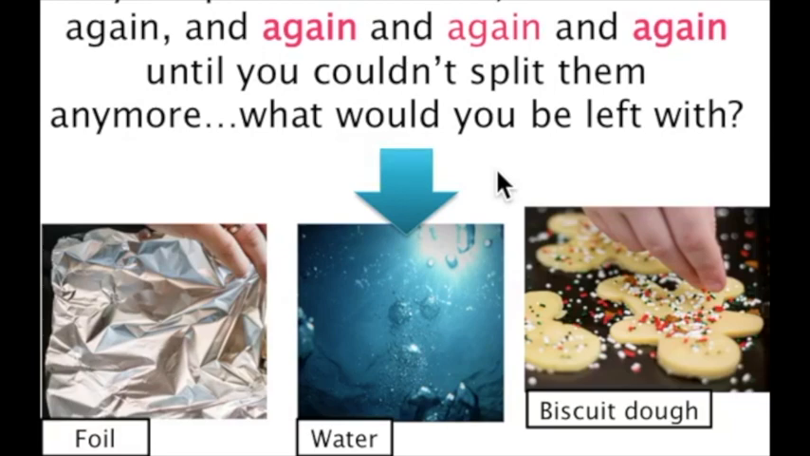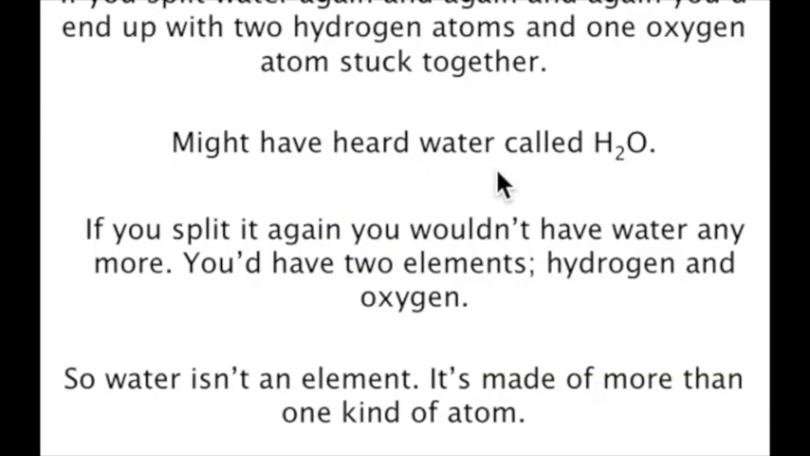So you wouldn't end up with an atom. You would end up with 3 atoms, in fact. You'd have 2 hydrogen atoms and 1 oxygen atom stuck together. So if you've heard water called H2O, that's where that comes from. That tells us that there's 2 hydrogens and 1 oxygen. I think lesson 3 will look at those symbols in a lot more detail and what they tell you.